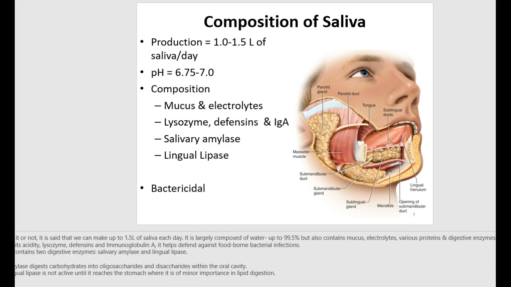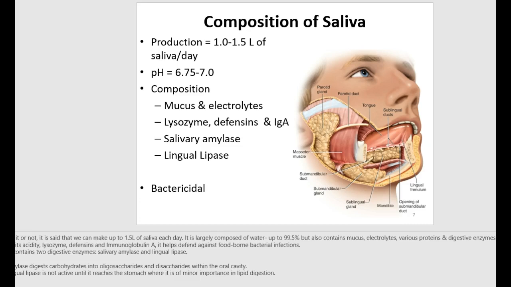The digestive components of saliva include amylase and lipase. There are two amylases in the digestive tract. So this amylase is referred to as salivary amylase, and it digests carbohydrates into smaller carbohydrates, oligosaccharides and disaccharides. And that happens within the oral cavity.